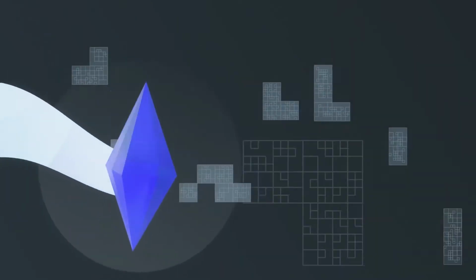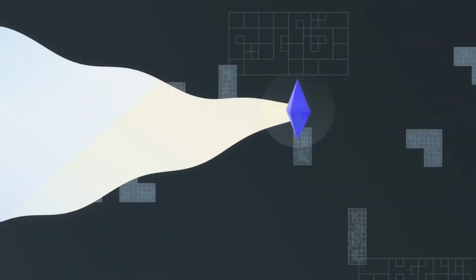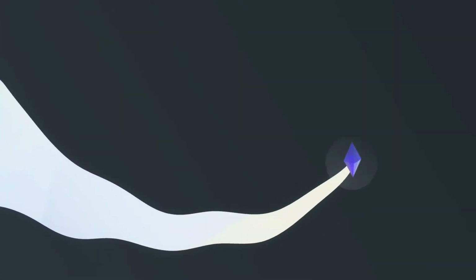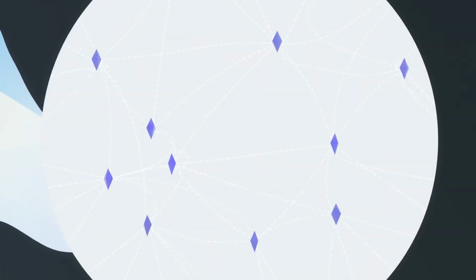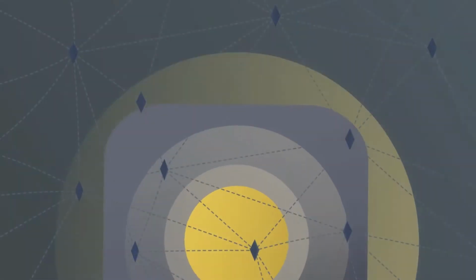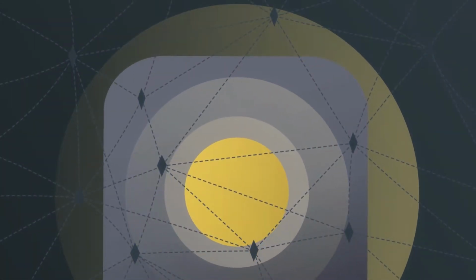It's not an app. It's not a company. It's not owned by anyone. Rather, it's an open system owned by everyone. So how do we interact with the next generation of the internet? How do we ensure it remains decentralized?